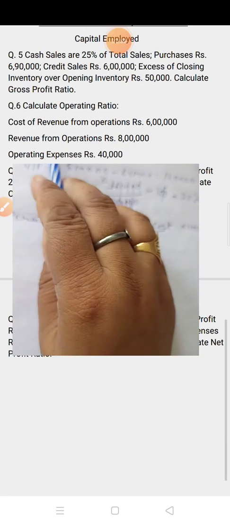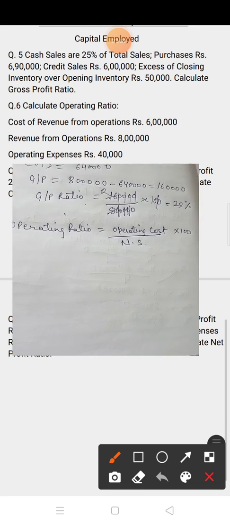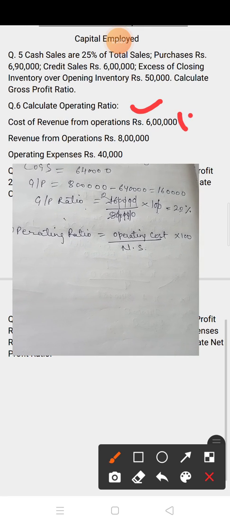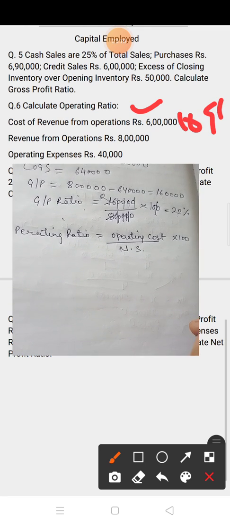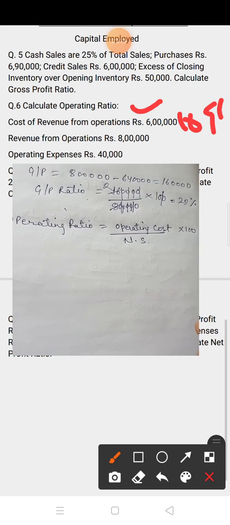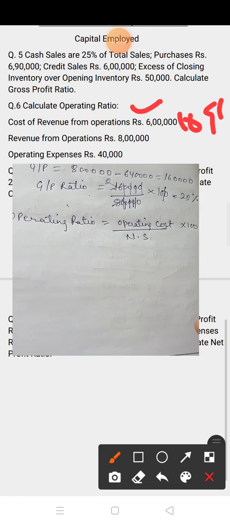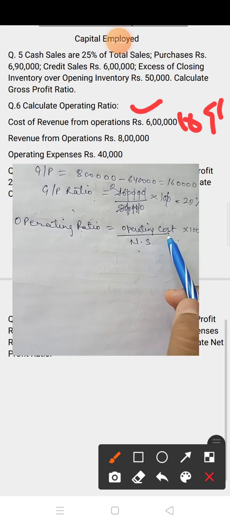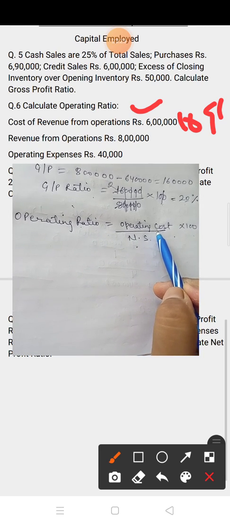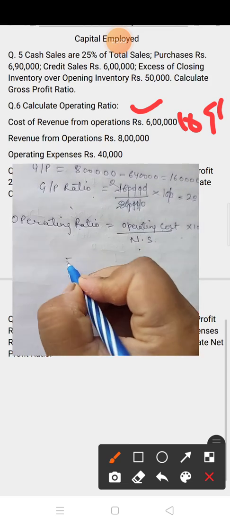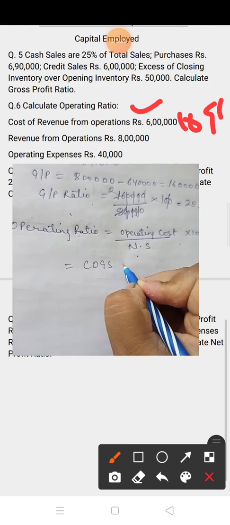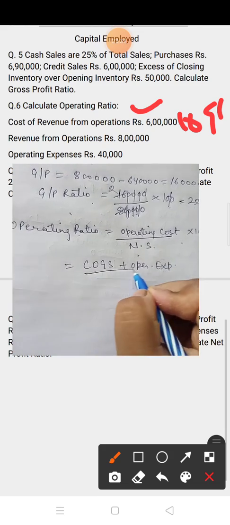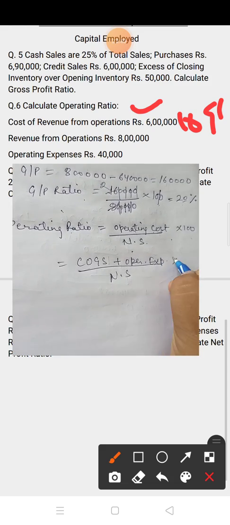Now the next question is to calculate operating ratio. In this, cost of revenue from operation, it means COGS, is given. Revenue from operation, means net sale, is given, and operating expense is 40,000. Now the formula for operating ratio is operating cost upon net sale into 100. Now how do you find out the operating cost? Operating cost you have to calculate by adding cost of goods sold plus operating expenses, upon net sale into 100.